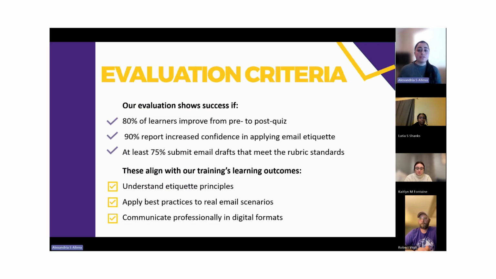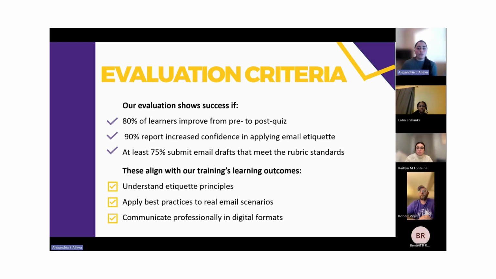So the criteria for the success of the workshop means that we're not just waiting for people to show up. We want them to actually listen and understand. So we'll consider the training effective if 80% of the students improve their quiz scores from pre to post training. So this will show us what learning actually took place.